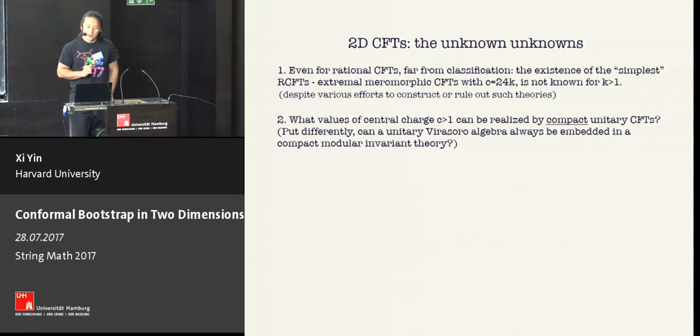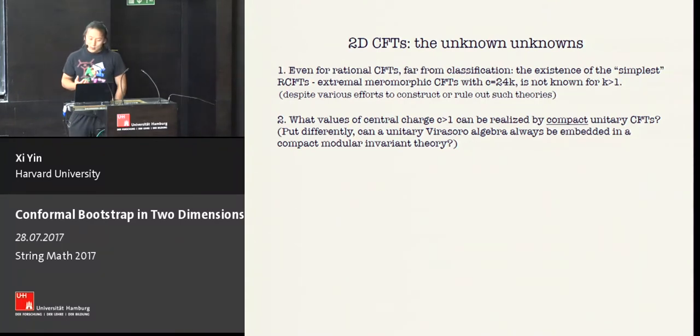But one can ask the question, what values of the central charge c can be realized when c is greater than 1? If c is, let's say, less than 1, the unitary ones are classified as minimal models. If c is greater than 1, one can ask what values of central charge can be realized by compact unitary CFTs. And by compact, I mean the nicest kind of CFTs with discrete spectrum, an SL(2) invariant vacuum state, and so forth.